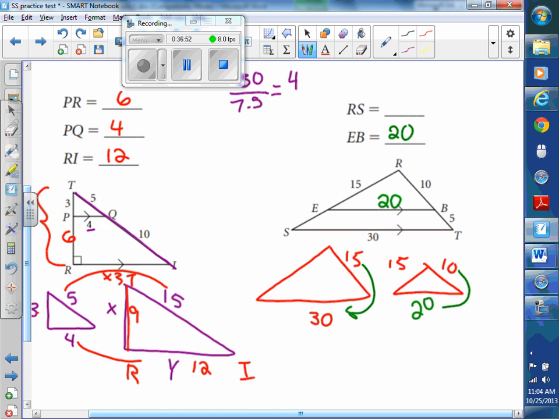And then RS, so I need this whole side. How do I get from here to here? Can you guys see that? Times it by what? 1.5, so times 15 by 1.5. 22.5. So you could show work for something like that: 15 times 1.5 is equal to 15 plus 7.5.